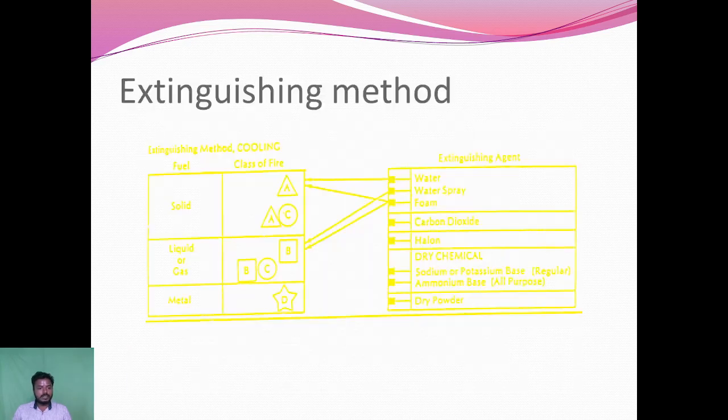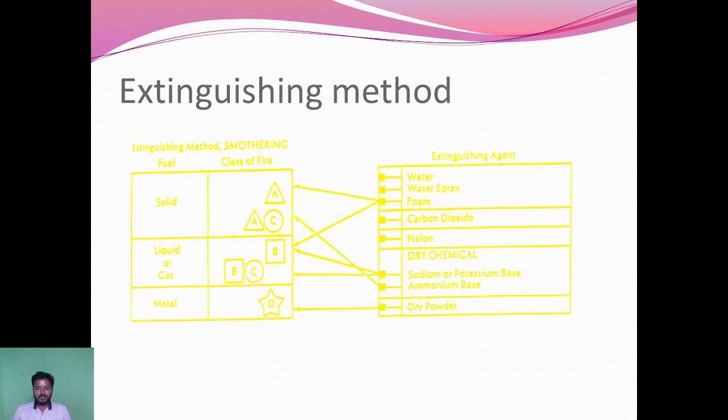Extinguishing methods: here there is a fuel classification of fire and the extinguishing medium. We already saw the fuel types: solid, liquid, gas, metal and so on. For solid fires, we can extinguish with water, water spray, or foam. For liquid or gaseous fires, we use the same things. For liquid, we also use dry powder. For metal fires, we use dry powder and an all-purpose agent.